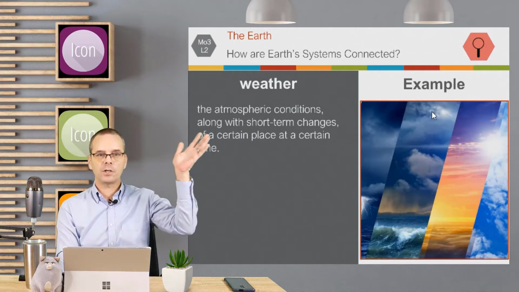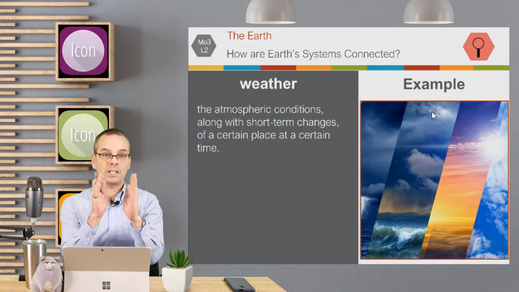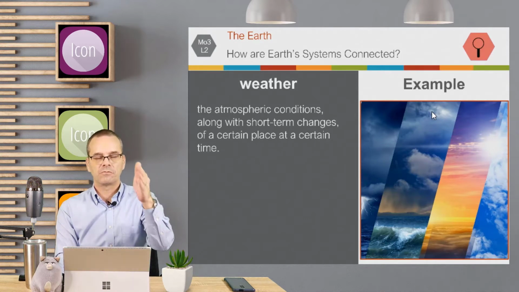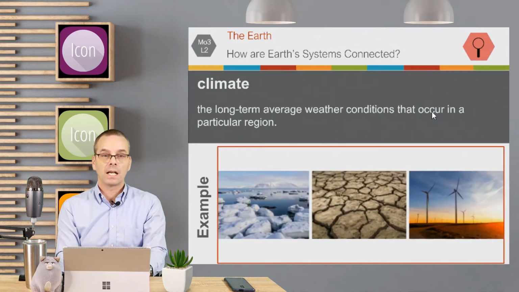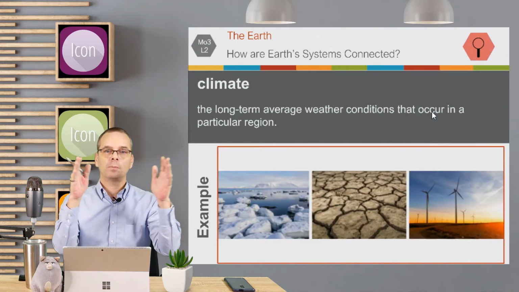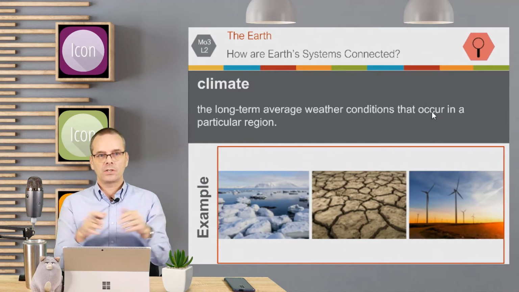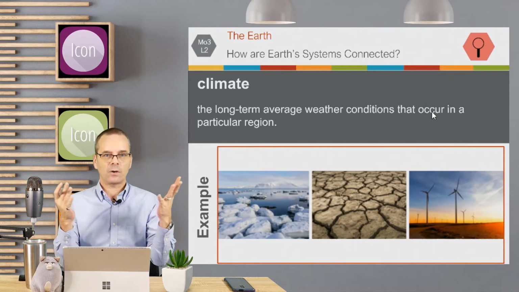Weather is the atmospheric conditions along with short-term changes, short-term in time, of a certain place at a certain time. So the weather would be Friday, April 4th in Bangkok, Thailand. That's the weather. Climate is the long-term average weather conditions that occur in a particular region. So the climate would be the rainy season in Southeast Asia.